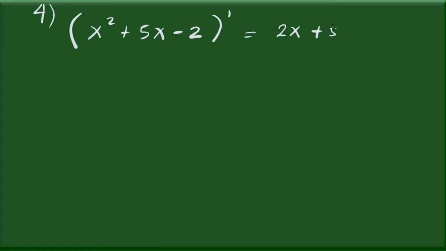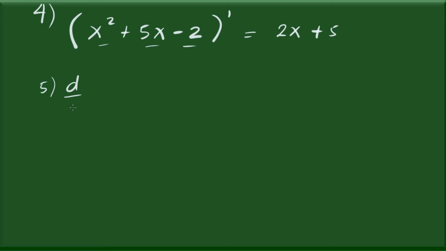All right, number 4, what is the derivative of x squared plus 5x minus 2? Okay, so you have this quantity prime, meaning find the derivative of this expression inside the parentheses, and that equals what? 2x plus 5, right? So you're going to use the power rule 3 times here. So this is 2 times 1 is 2x plus 5, and then for the constant, the derivative is what? 0, okay? It's just 2x plus 5.